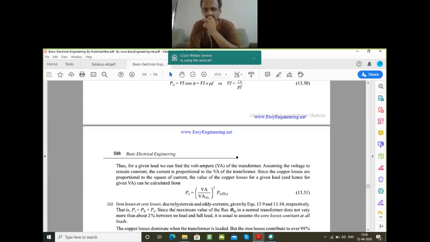Assuming the voltage is constant, the current is proportional to the VA of the transformer. For one given load, volt ampere is VA. VA is the volt ampere, or V into I, where I is in amperes. So VI is the load. I just write it here. Power P is equal to VI, so this is equal to volt ampere.